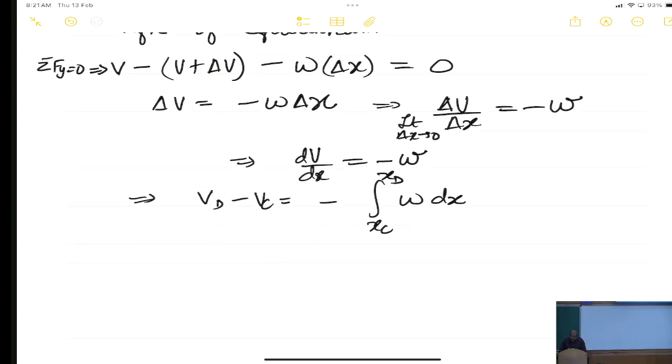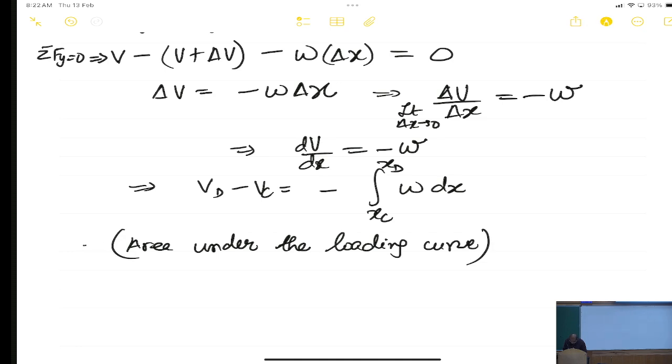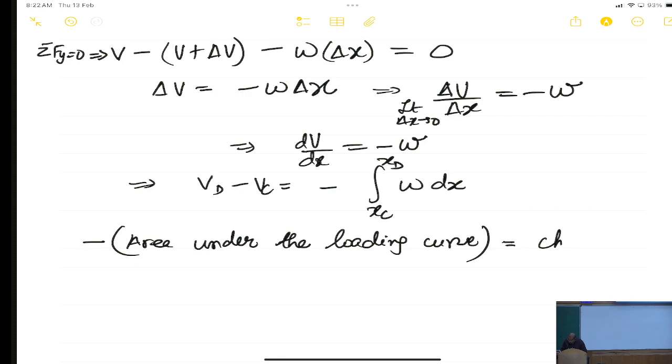So, that means the area under the loading curve, negative of that, is equal to the change in shear force, and this negative sign is coming because of the convention we have used. Now, of course, this assumes that between C and D there is no concentrated load, because otherwise that would have played its role.